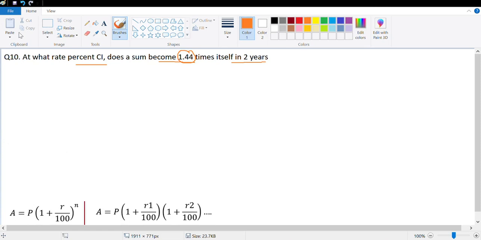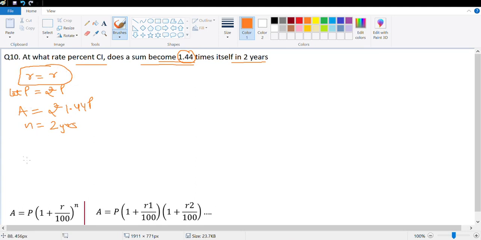They are fairly simple. So what rate percent per annum, which means R, does a sum become 1.44 times itself? Let the principal be rupees P, and the amount they are saying is 1.44P. N is equal to 2. What we need to calculate is R. Let's put it in the formula. Amount, which is 1.44P, is equal to principal, in this case P, times 1 plus R upon 100 raised to the power N, in this case 2.